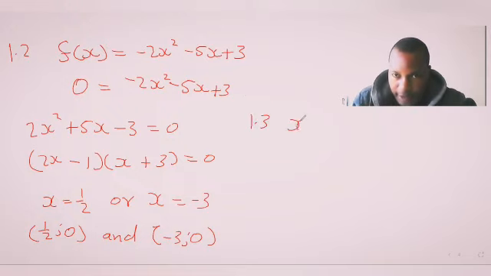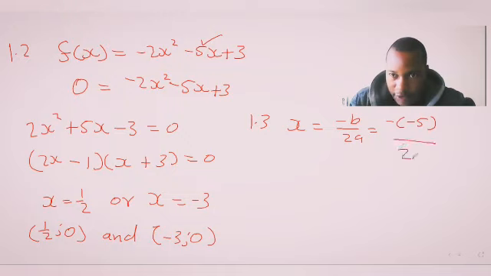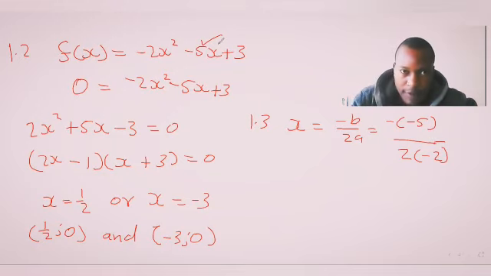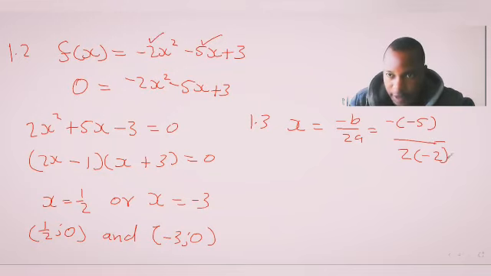So this would be x equals negative b divided by 2a. Negative 5 would be the b, divided by 2 times a, where a would be negative 2. So that would be the negative 2 there, which is the a. This gives us negative 5 divided by 4. That would be the x coordinate of the turning point, which is also referred to as the axis of symmetry.